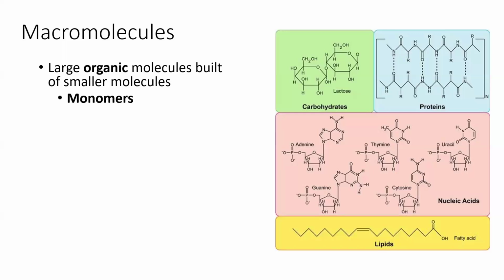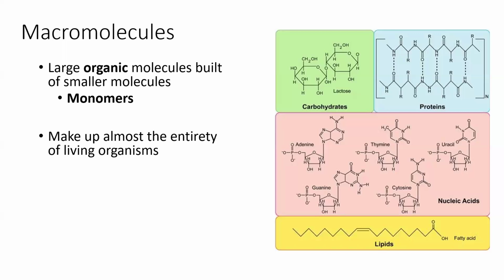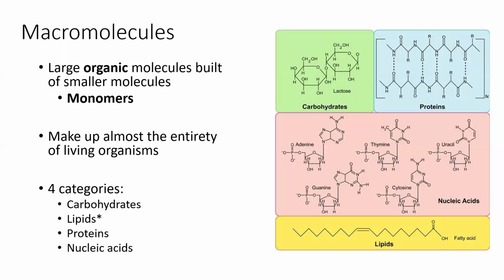Macromolecules are comprised of something called monomers. And if you break that word down into what it means from its Greek or Latin roots, mono refers to one and mer refers to part. So this is like one part. And macromolecules comprise almost the entirety of living organisms. So basically all biological organisms rely and are constructed of these macromolecules. And we have four main types: carbohydrates, lipids, proteins, and nucleic acids.